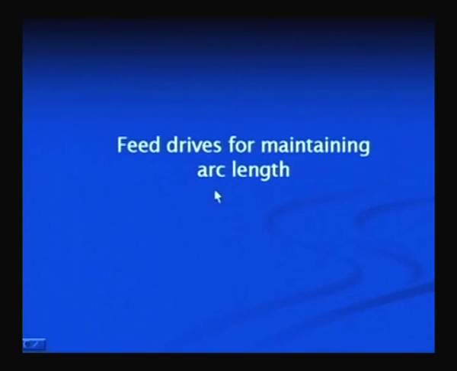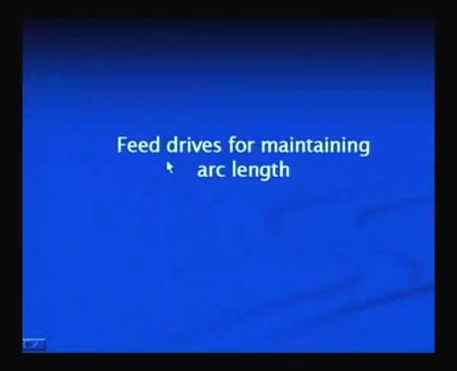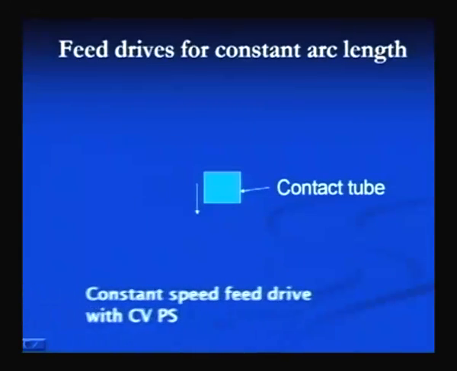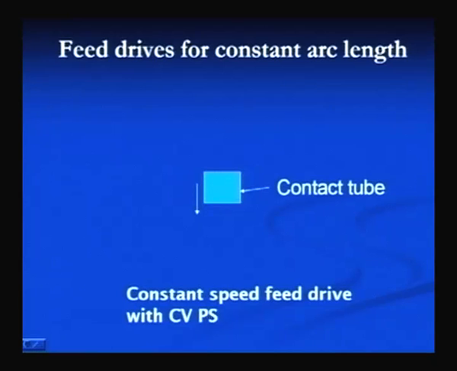The constant arc length is maintained by using two different types of drives which are used in semi-automatic welding processes. In one case it is the constant speed wire feed system, and the other is the variable speed wire feed system. So, first of all we will see the constant speed feed drive system.